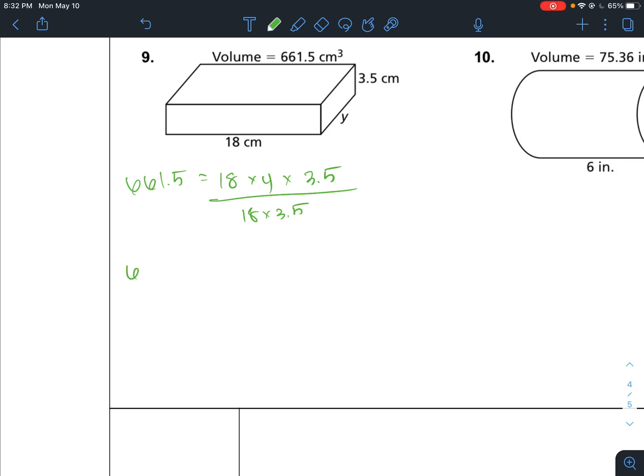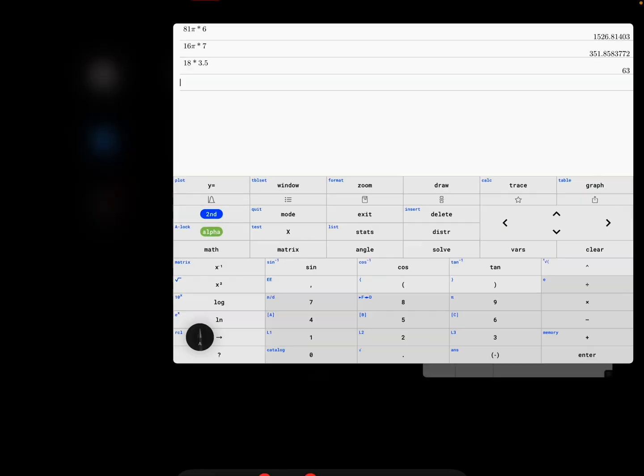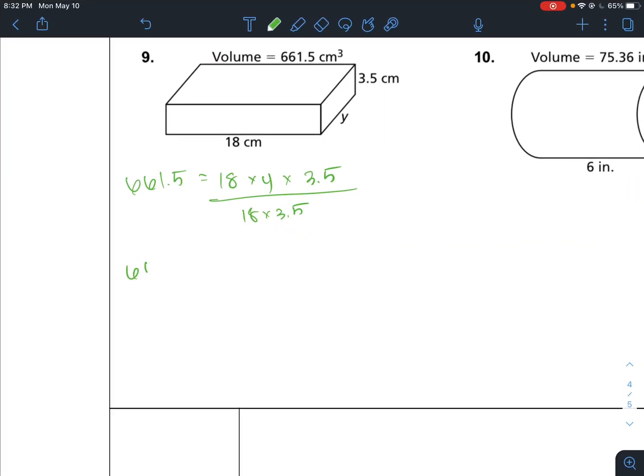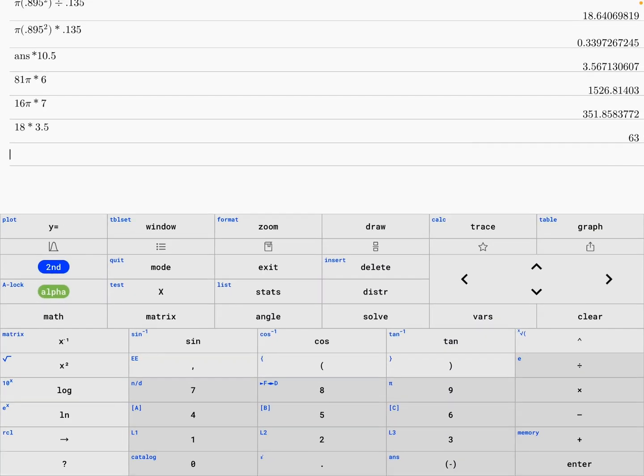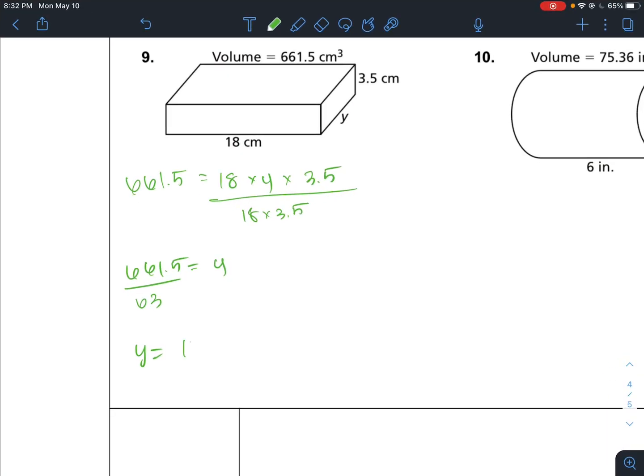So let's first do that. 18 times 3.5, and I get 63. So divide by 63, that's what will give us y, so 661.5 divided by 63 and you get 10.5. Okay, so y is equal to 10.5 centimeters.